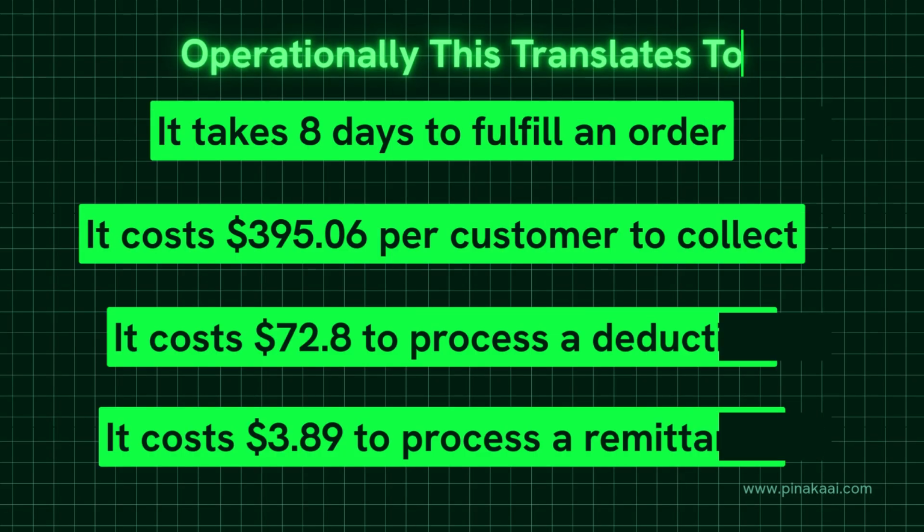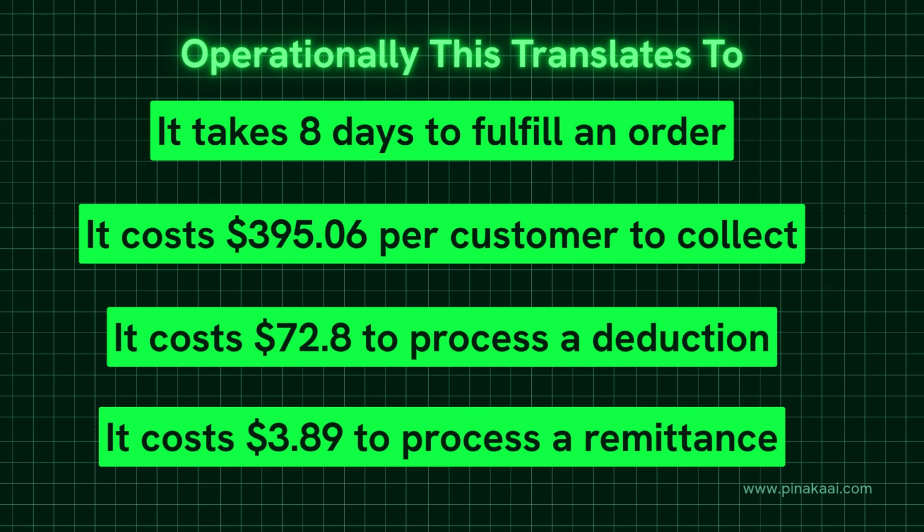So, operationally, what this translates to, as we touched upon, is that it takes around 8 days to fulfill an order. It costs around $395 per customer to collect the money from the customer. So at a customer level, around $400 are going in terms of the collection efforts. So the more collections we have to do, the more accounts move into the collectible stage. This is going to be the cost onto the business.